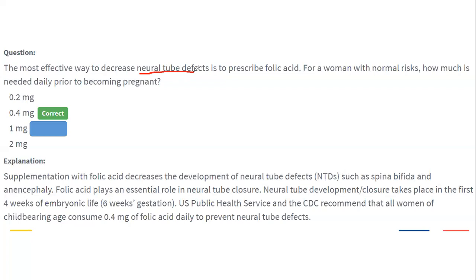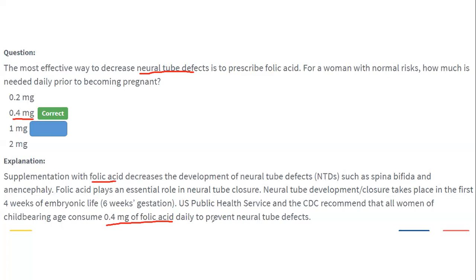We can prevent it if the mother takes vitamin B12 or folic acid, particularly folic acid. But how much does the mother need? The amount is 0.4 milligram. So supplementing with folic acid decreases the development of neural tube defects, such as spina bifida and anencephaly. Folic acid plays an essential role in neural tube closure. Neural tube closure takes place in the first 4 weeks of embryonic life. The US Public Health Service and CDC recommend that all women of childbearing age take 0.4 milligram of folic acid daily to prevent neural tube defects.